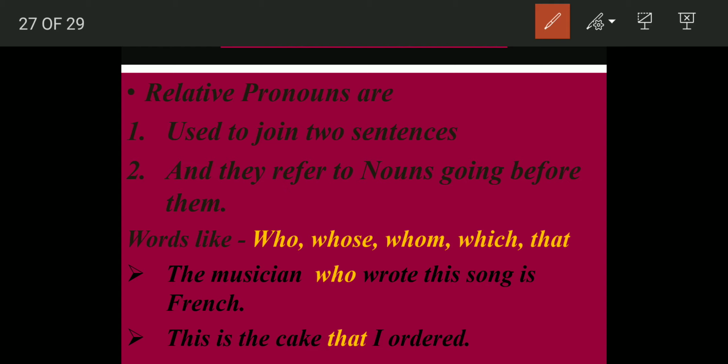Then let us see what else is given. It is actually talking about two things that are joined together. That this musician wrote this song and this musician is French. Now they have compiled the two sentences as the musician who wrote this song is French. Who is who here? Who is referring to the noun musician. So who is used to join two sentences and it is referring to the noun which is mentioned in the sentence. This is the cake that I ordered. So I ordered a cake and this is that cake. So it is combining two sentences. This is the cake that I ordered.